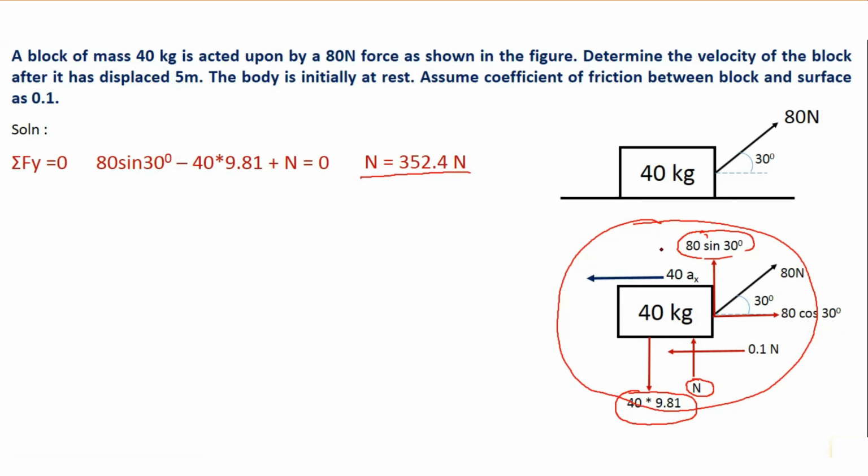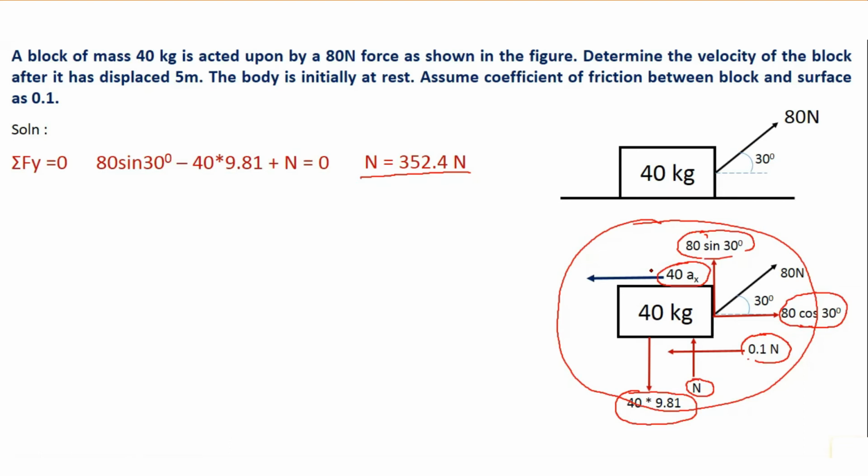Now for Fx, let us see what will be the forces. So where it is there, 0.1 N, first force in x direction. The other force in x direction is this 80 cos 30. The third force in x direction is this 40 ax. With this we have completed all the forces in x direction.